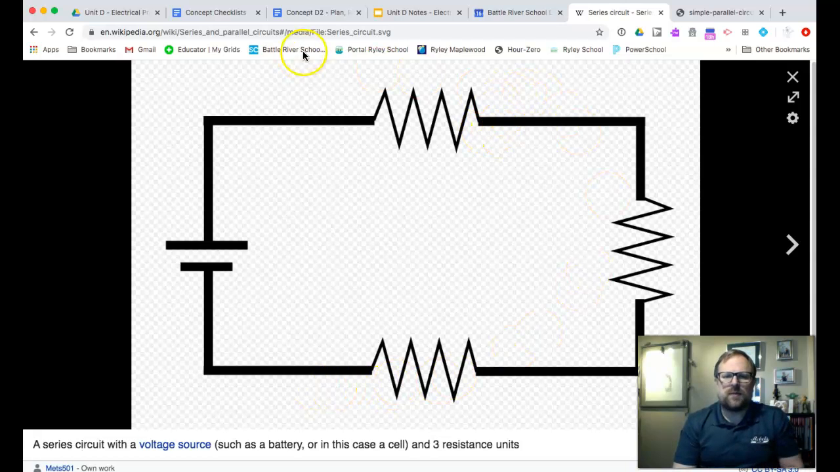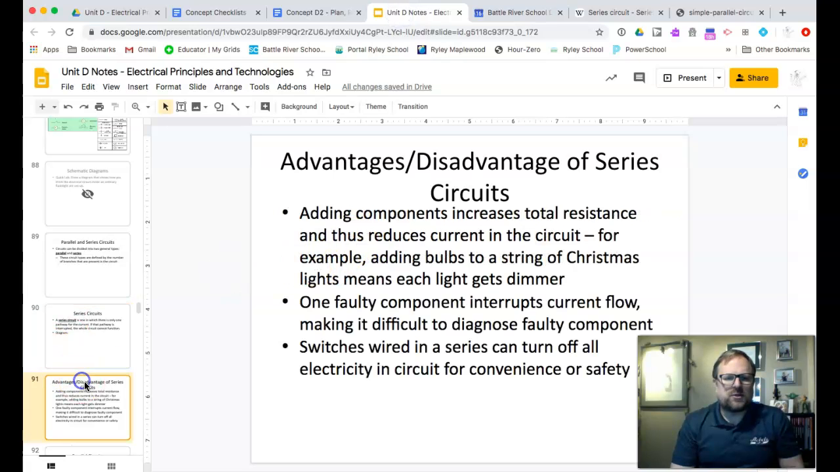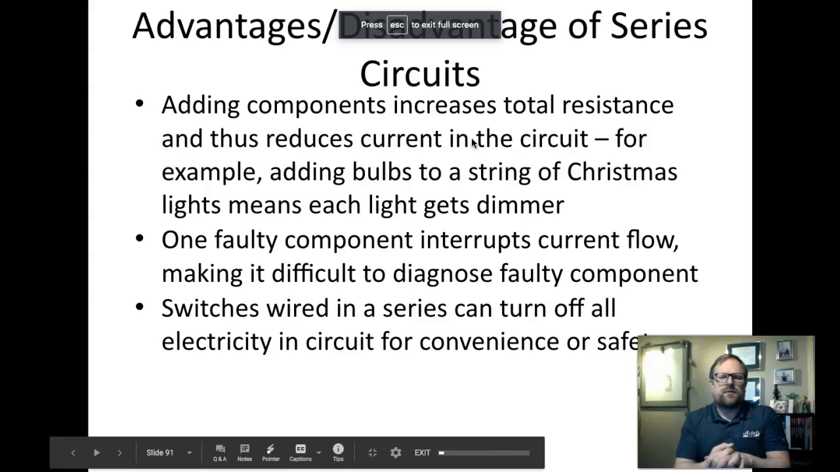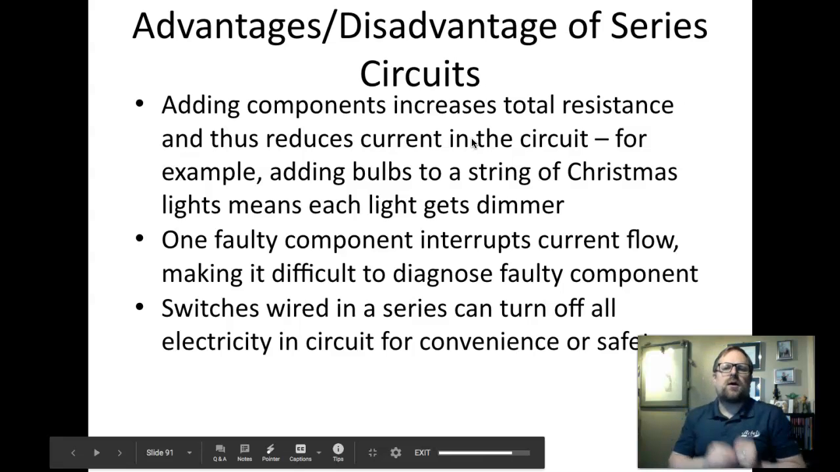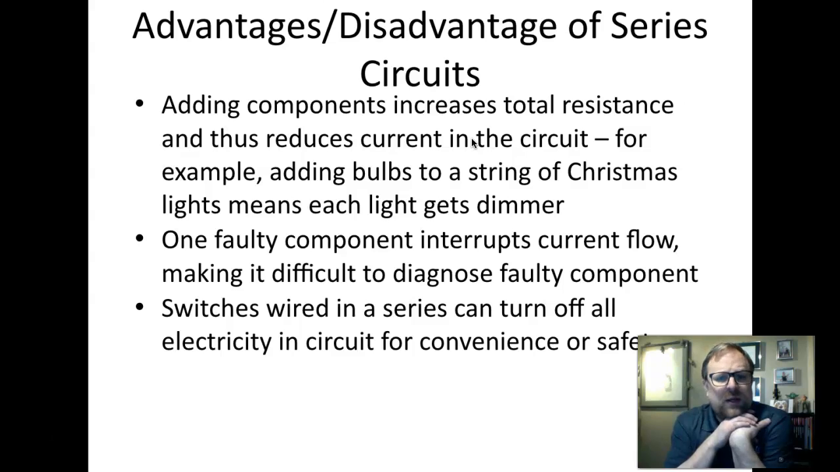Okay, so just jumping back in, the advantages and disadvantages of series circuits. Adding components increases the total resistance and thus reduces the amount of the current in the circuit. So for example, adding bulbs to a string of Christmas lights makes each light get a little bit dimmer, which might be an advantage if you're trying to control the amount of light coming out of something, but a disadvantage because you're running out of brightness on your string of light bulbs.